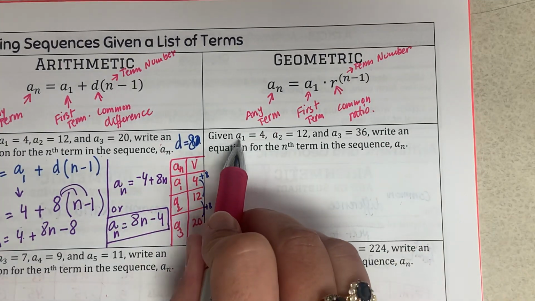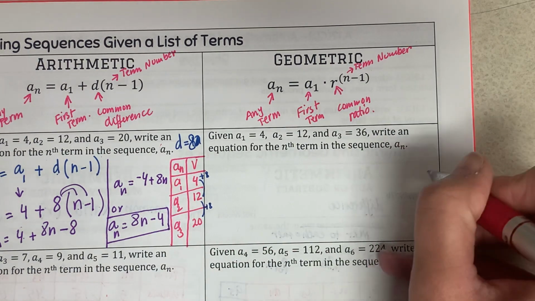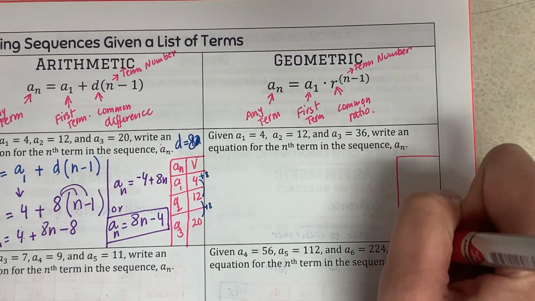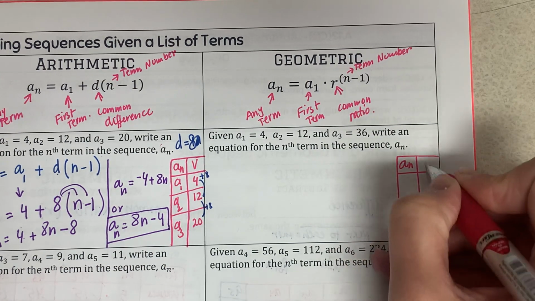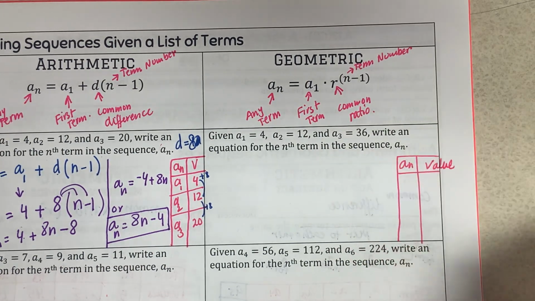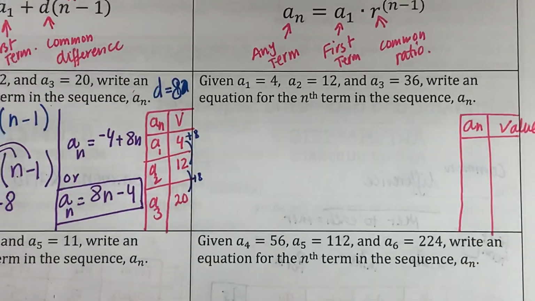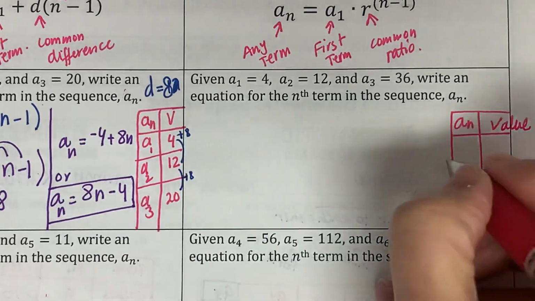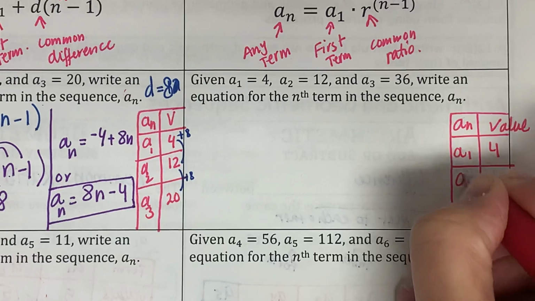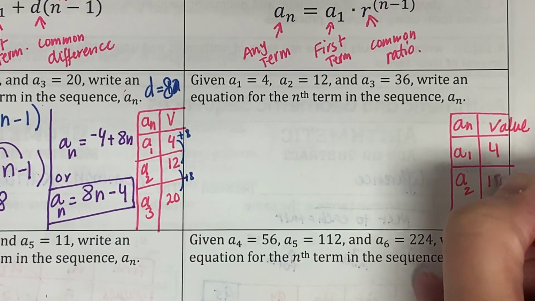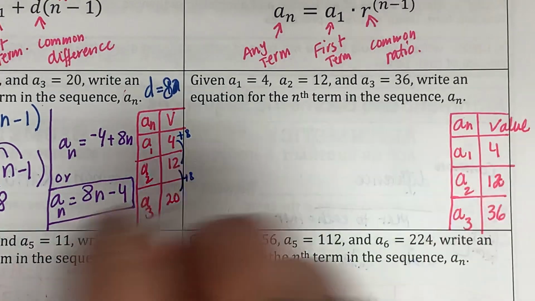All right, your given sequence: A1 is 4, A2 is 12, and A3 is 36. I'm going to make a table out of it first so I can see my numbers nicely. a_n and its value. So the first term is 4. The second term is 12. And the third term is 36.